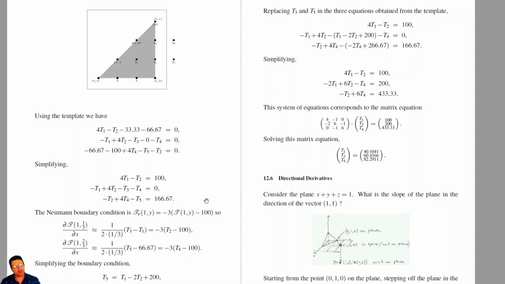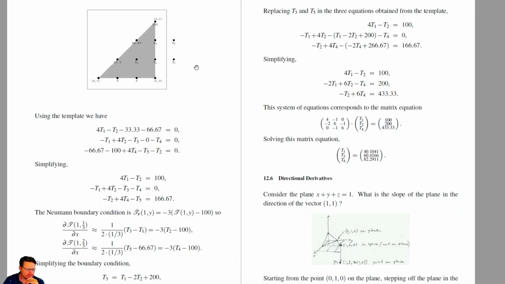Okay, so now let's deal with the Neumann boundary condition. So we had T_x(1, y) is -3[T(1, y) - 100]. Now we want to replace the partial derivative, which is our T_v(1, y), with the partial derivative of T with respect to x, because the normal face, right? So the direction here is perpendicular to the face, so that's just the i vector.